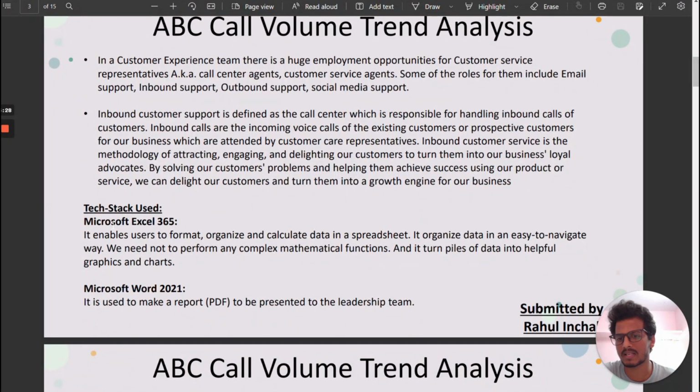Yeah, so the tech stack used is Microsoft Excel, of course. In that I'm visualizing, and Microsoft Word or PowerPoint. So I have tried to prepare this in Word.